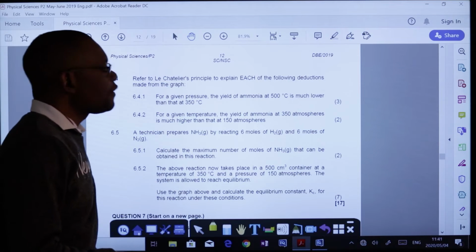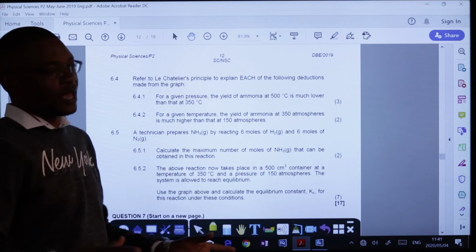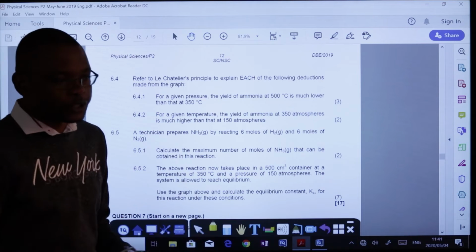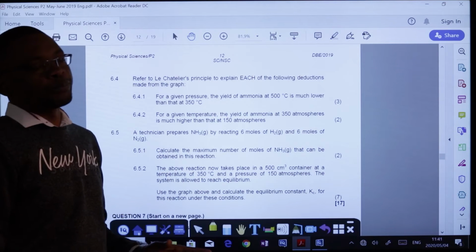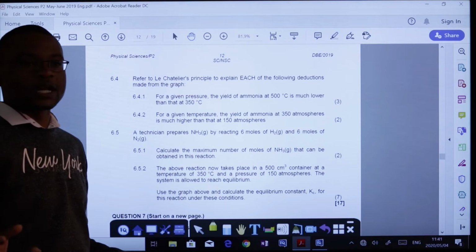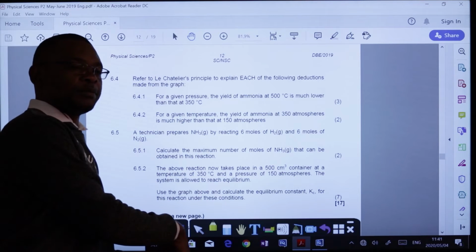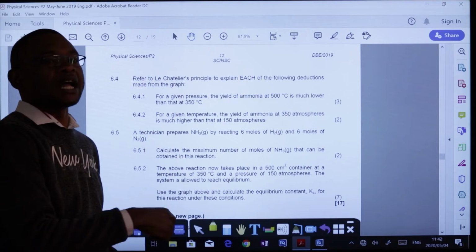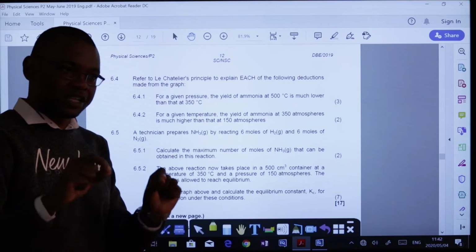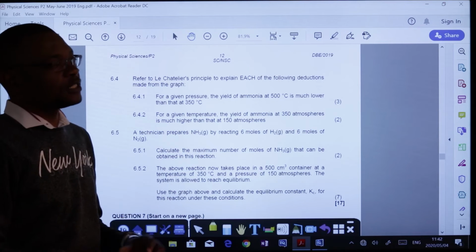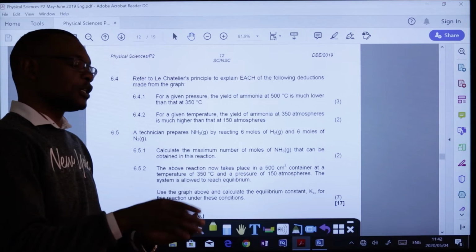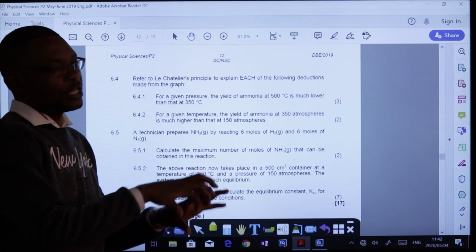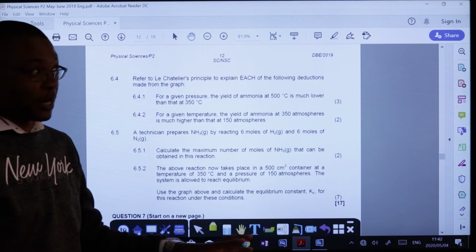So, for example, if a reaction is endothermic and you reduce the temperature, the reactants are more favored, so the products are going to break down to form the reactants, until a new equilibrium is established. But if you increase the temperature, the reaction will favor the forward reaction. So the formation of the products is going to increase until a new equilibrium is established.